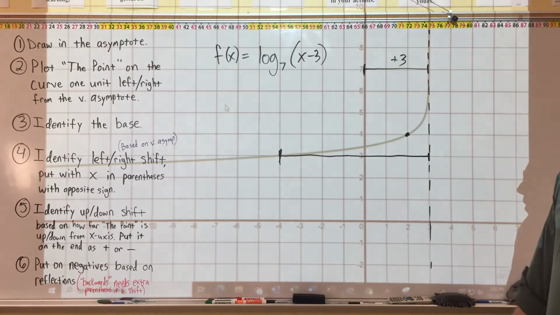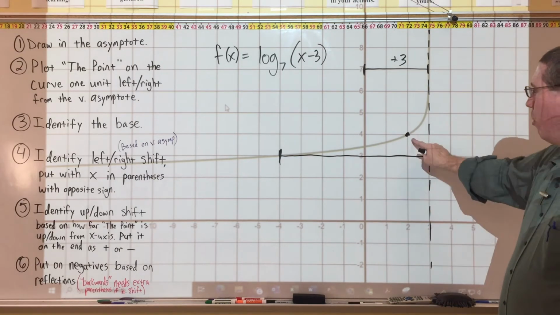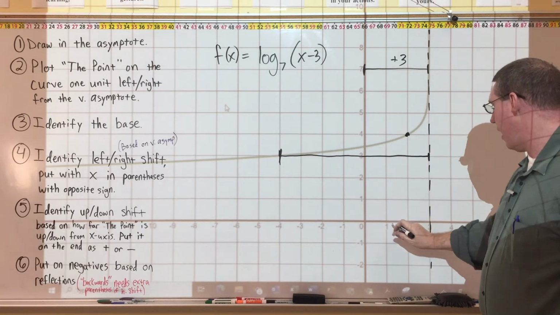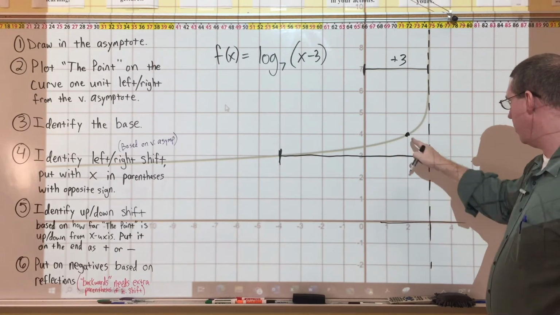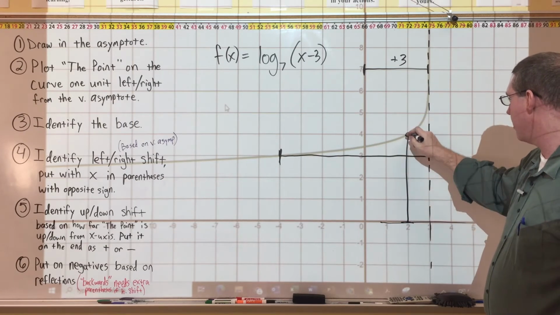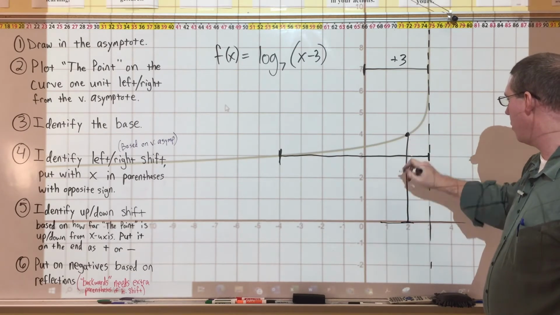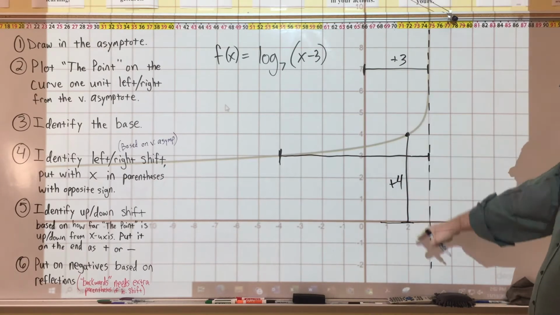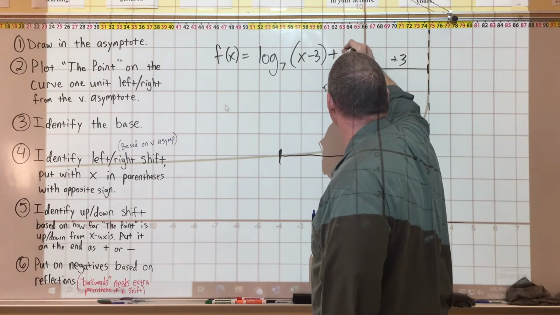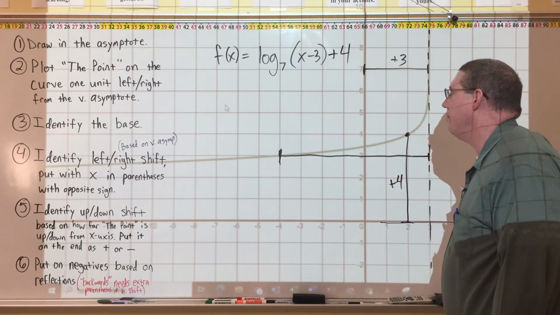Because it says with opposite sign, right? So we know that this is going to have an x minus 3, okay? Then it says identify the up or down shift based on how far the point is from the x-axis. Well, here's the x-axis, and here's the point, so we're going to go vertically from the x-axis up. See what that distance is, 1, 2, 3, 4. That's a +4 shift vertically from the x-axis. That means we're going to have a +4 on the end of the logarithm.